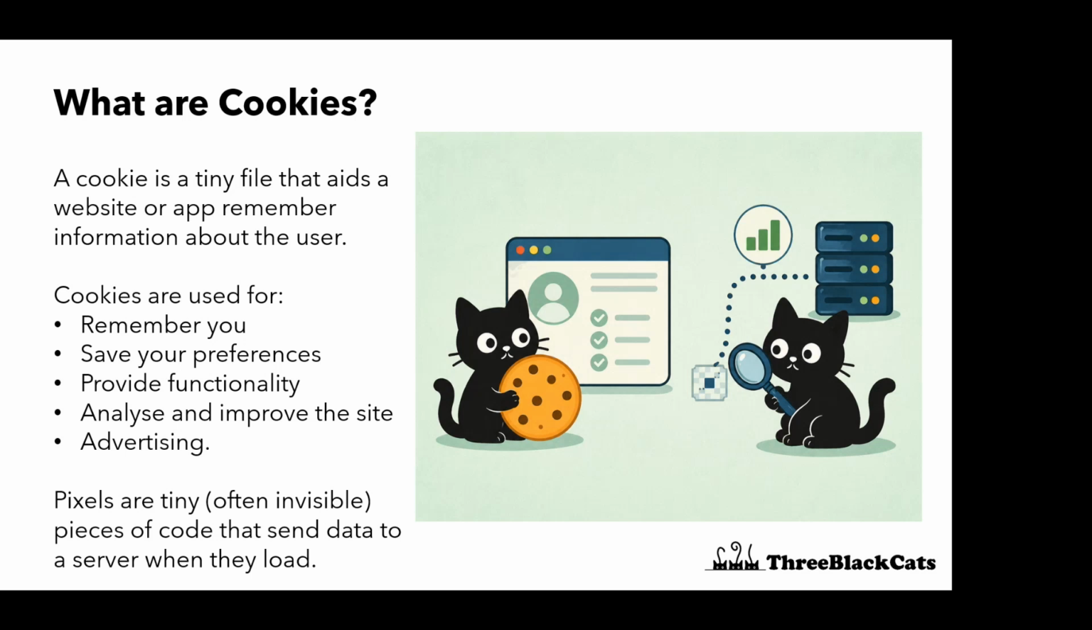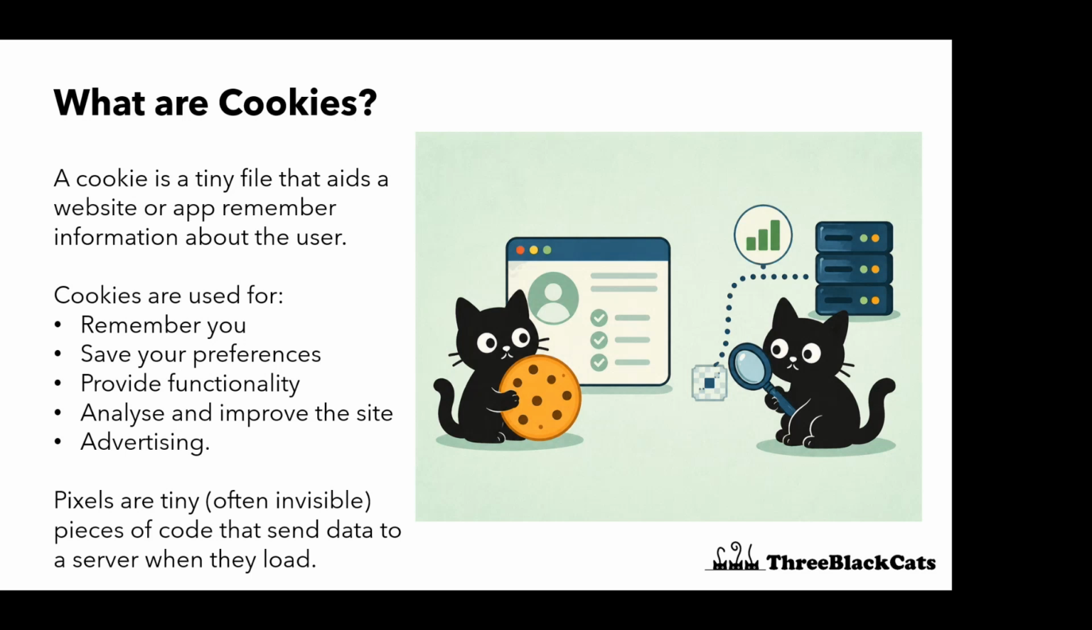Now, just to be clear on wording before we get started, there is another thing that can exist on our websites, and that's called a pixel. So a pixel is different from a cookie. A pixel is a little piece of code that sits on our website and it sends data to somewhere else. Okay, so one of the common ones we see is a Facebook pixel.